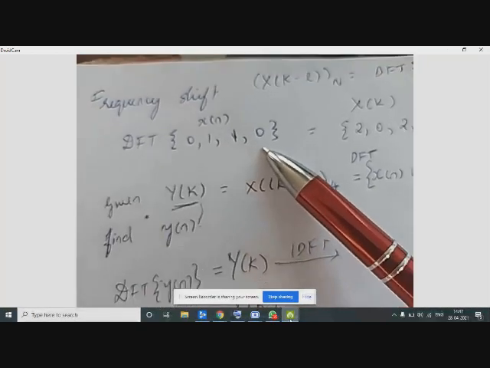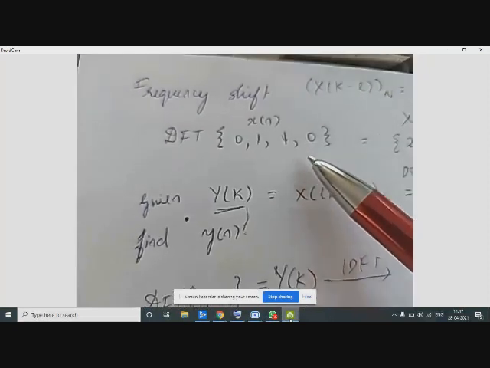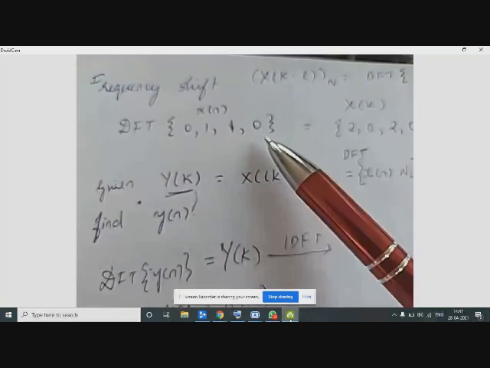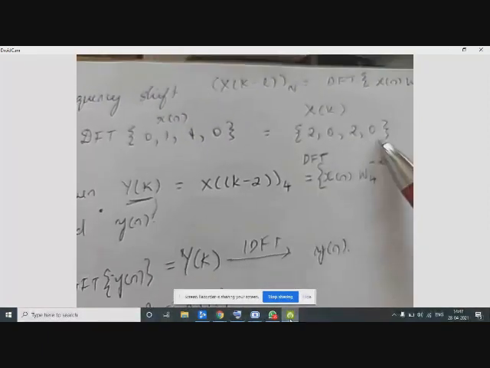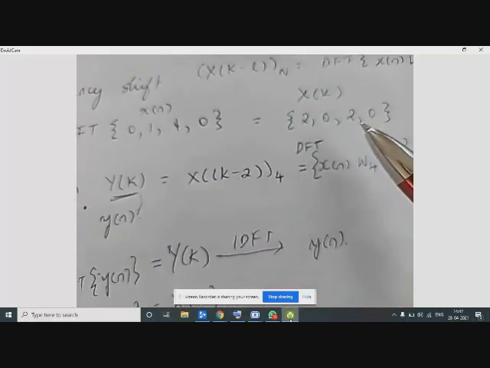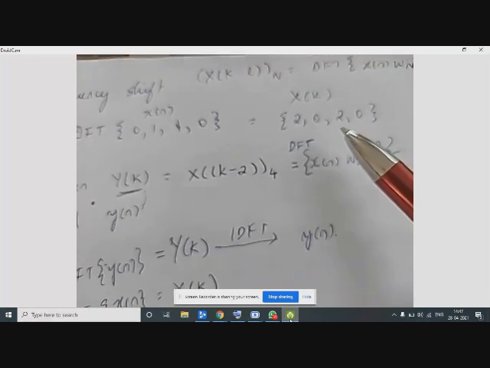DFT of 0, 1, 1, 0. 0, 1, 1, 0, right? That's what was given. So, what did you do? You found out the DFT using the matrix method. You got this answer. So, this is x of n. DFT of x of n is what? X of k. All of you got till here?